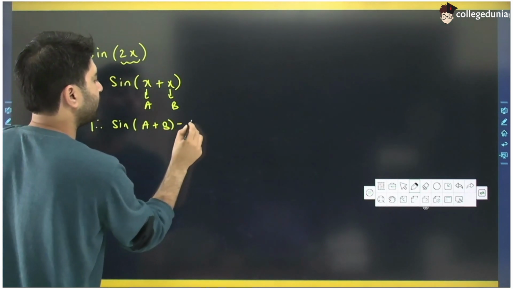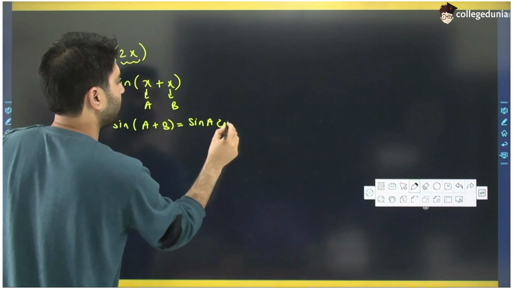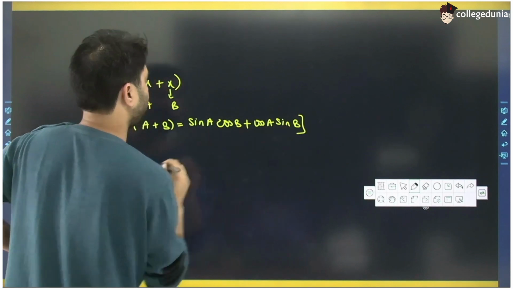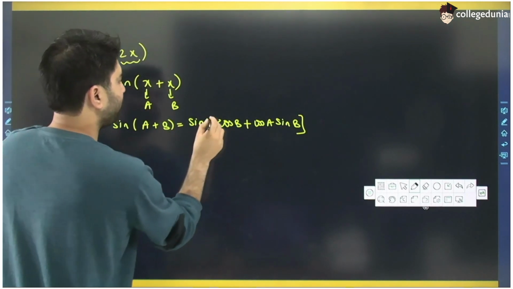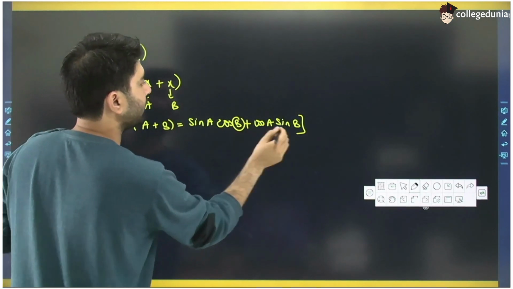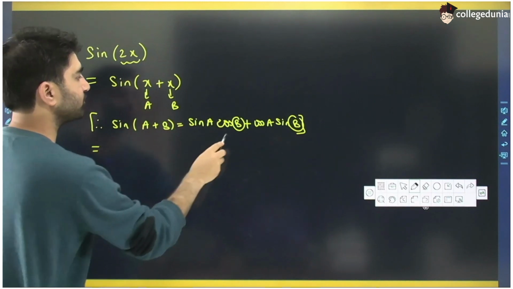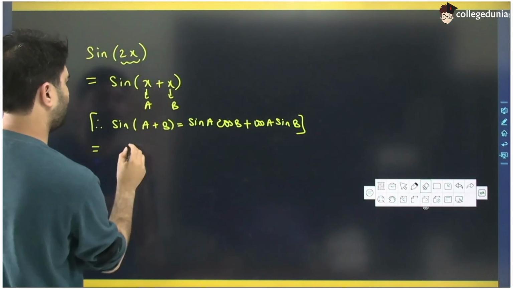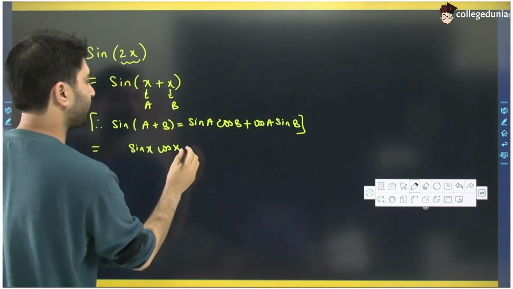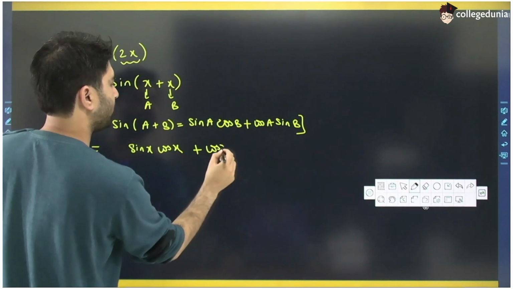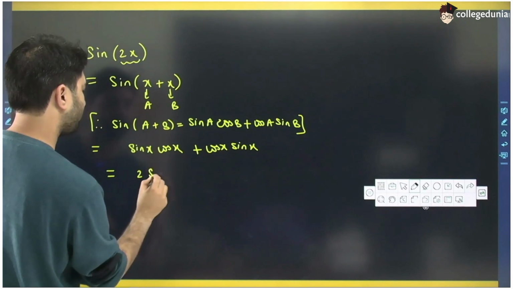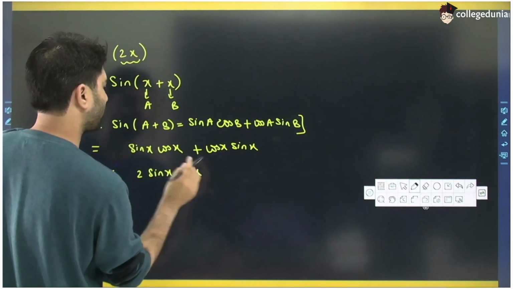Sin(a plus b) is sin a cos b plus cos a sin b. So wherever you find a, you need to write x in its place, and in the place of b we will again write x. So sin x cos x, since a is x and b is also x, plus cos x sin x. So sin x cos x plus sin x cos x will become 2 sin x cos x.